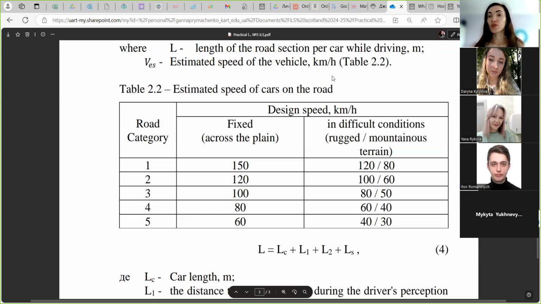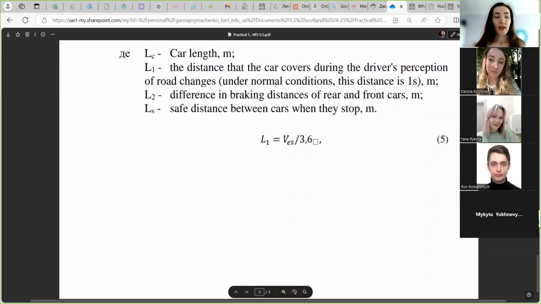If you can't find or don't understand something, please ask about it or write in our chat if it is not comfortable for you to talk. Okay, find our speed, and after that divide your speed by 3.6. What does this mean? It means that we convert our kilometers per hour to meters per second. So the result of our calculation is in meters. Okay, calculate and find your L1.